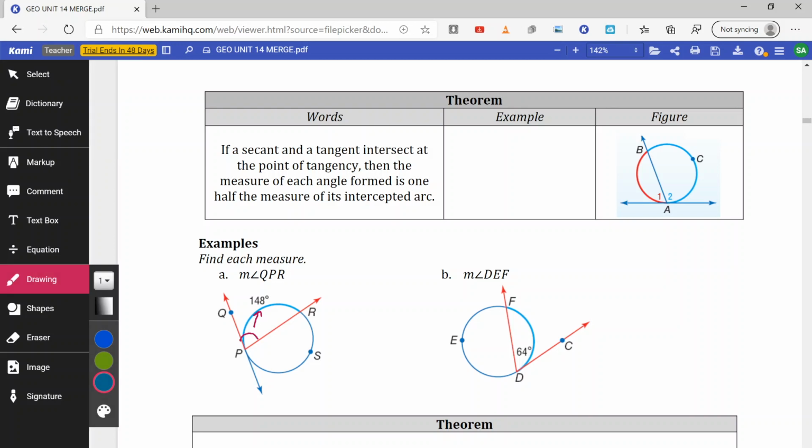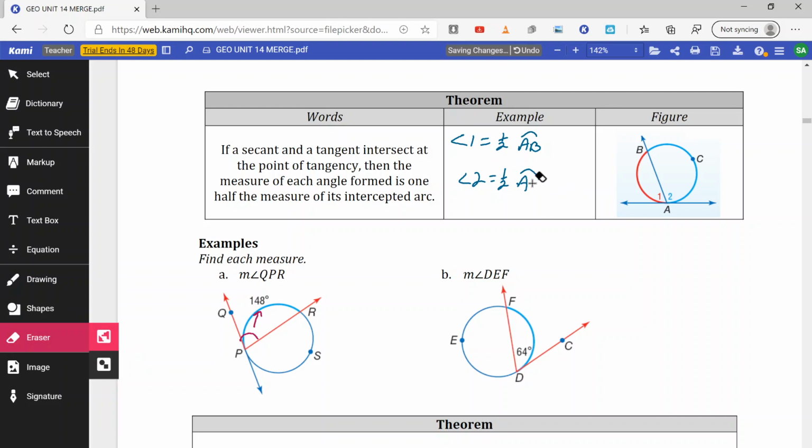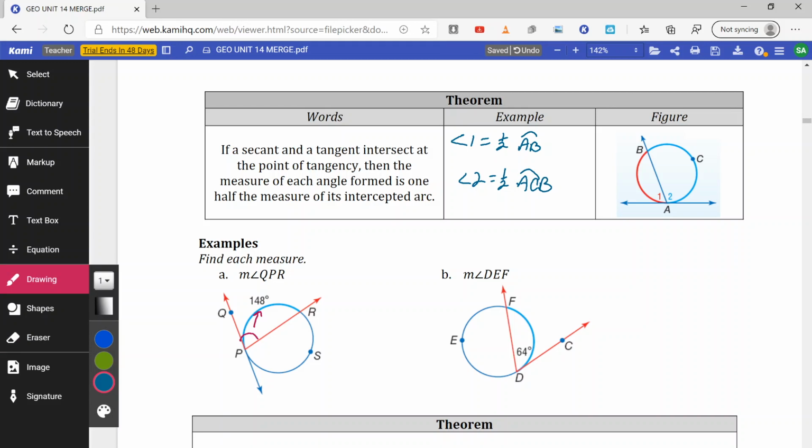So angle 1 is going to be half of arc AB, and angle 2 is going to be half of arc ACB. Not ABC, ACB. And we can use that to figure out.